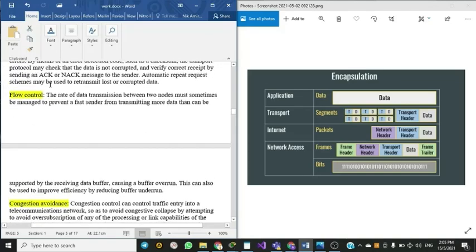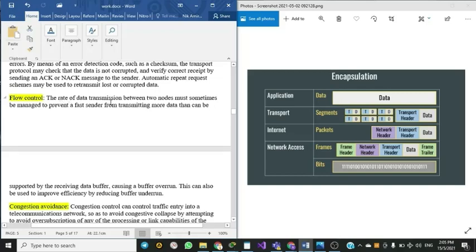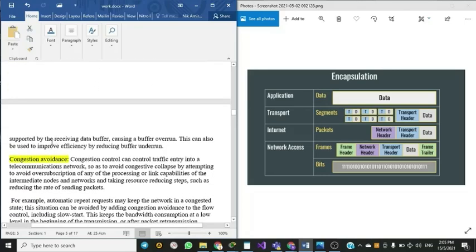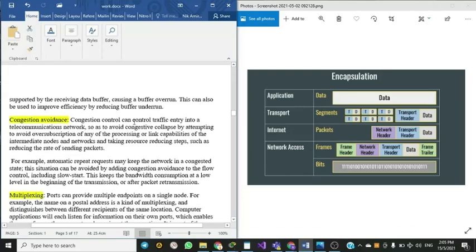Flow control is the control of the rate of data transmitted between two nodes. It is sometimes managed to prevent a fast sender from transmitting more data than can be supported by the receiving data buffer, which would cause buffer overrun, and can also be used to improve efficiency by reducing buffer underrun.